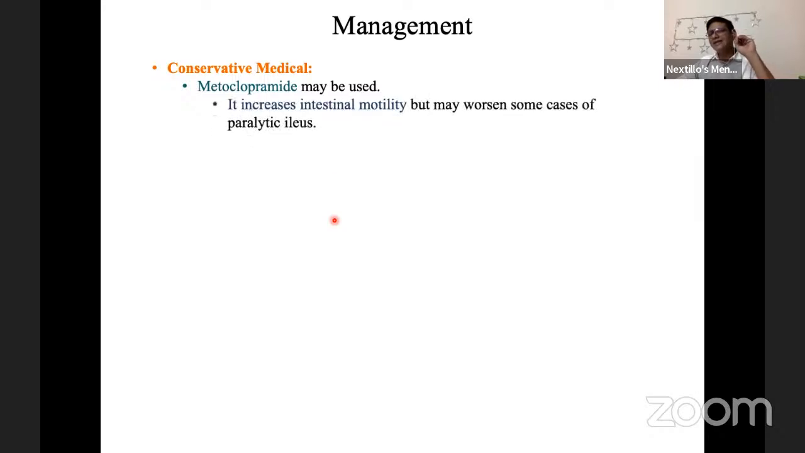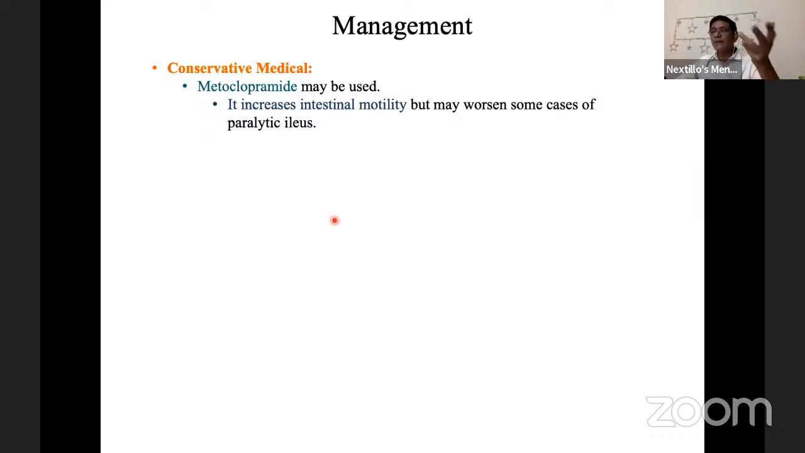Now, how to manage this? The first thing to remember is electrolyte imbalances. If there is an electrolyte imbalance, especially post-surgery, correct that electrolyte imbalance. Then we may utilize some drugs, like metoclopramide. Metoclopramide may increase the intestinal motility, but in some cases may worsen the paralytic ileus. It can be tried.